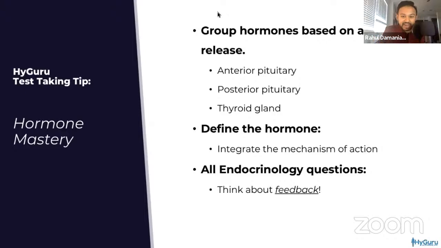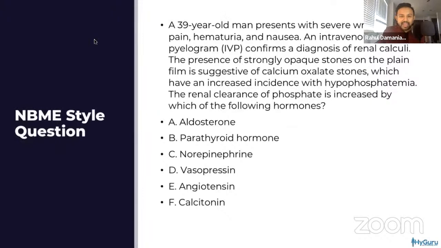Let's go ahead and start with a question. A 39-year-old man presents with severe writhing back pain, hematuria, as well as nausea. An intravenous pyelogram confirms the diagnosis of a renal calculi. So he has a kidney stone. The presence of strongly opaque stones on the plain film is suggestive of calcium oxalate stones, which have an increased incidence with hypophosphatemia. The renal clearance of phosphate is increased by which of the following hormones? I want to, as a kickoff for this webinar, ask you to put your answer into the chat box.